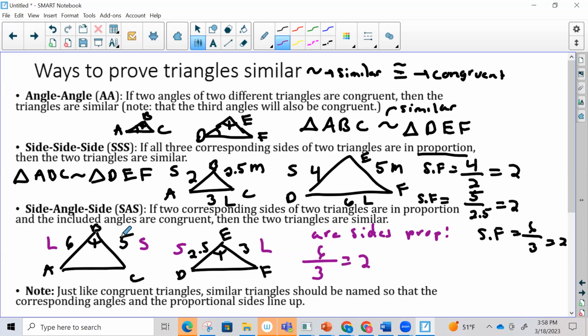And then I'm going to do 5, which is the small side, divided by the other small side, and that also gives me 2. And so the sides are proportional. So this would be a side angle side. And again, you would write the similarity statement, A, B, C is similar to triangle. Okay, so in this case, it's large to small, the order I did. So I need to go large to small, so it'd actually be F, E, D.